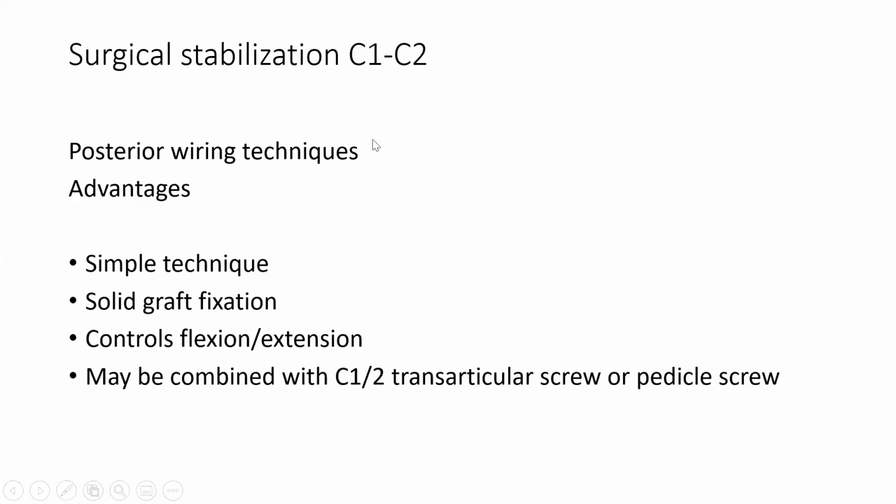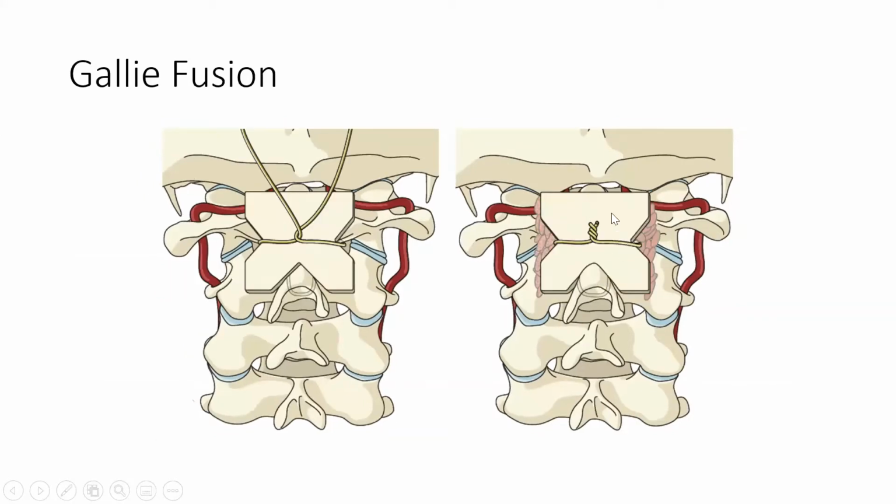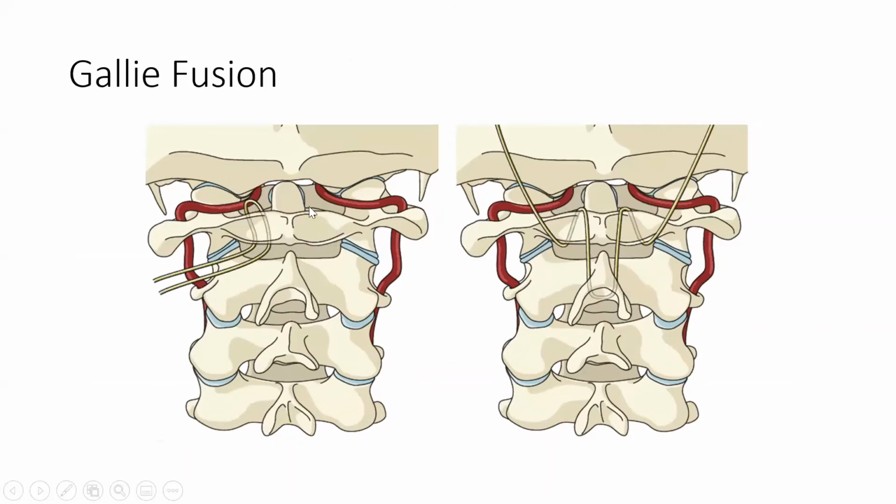So the Gallie fusion is a C1-2 fusion. It's a posterior wiring technique. Essentially, you're putting sublaminar wires under the C1 arch and the C2 spinous process. And you're going to put some iliac crest graft, called an H-shaped graft, and your wires in place. That's the so-called Gallie fusion. But it's basically a sublaminar wiring technique to cause a C1 to C2 fusion. It's a very old technique, and you must know about it. I think it was asked in the last exam, the Gallie fusion.